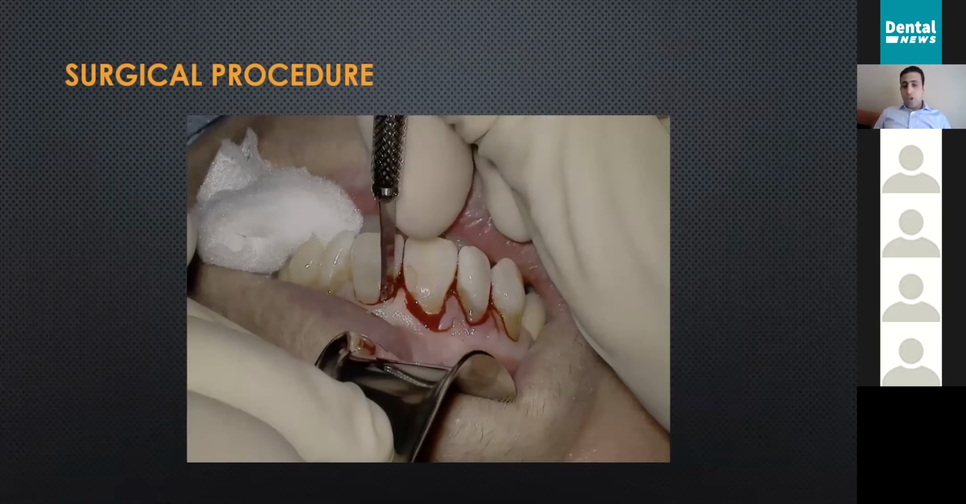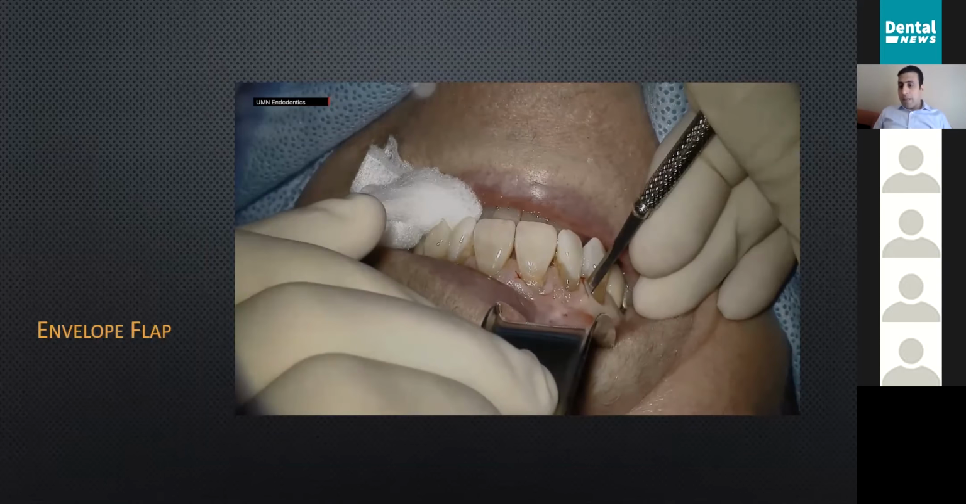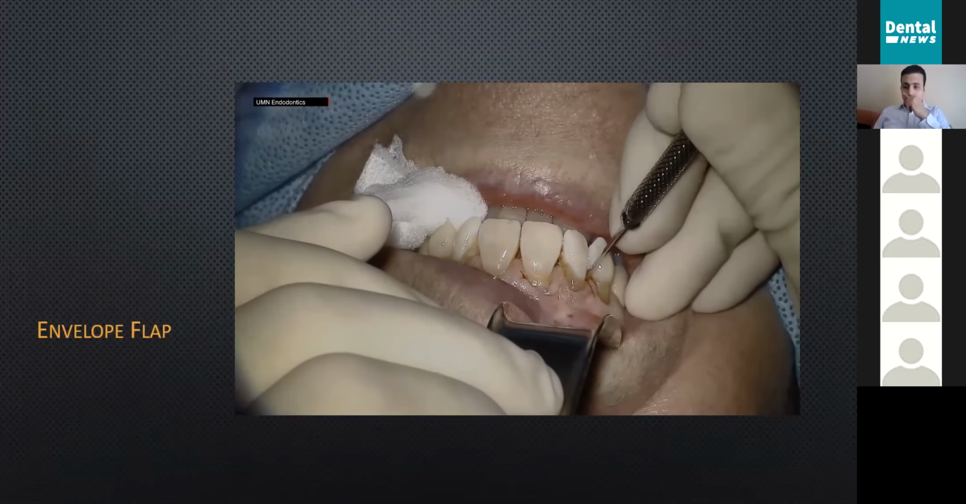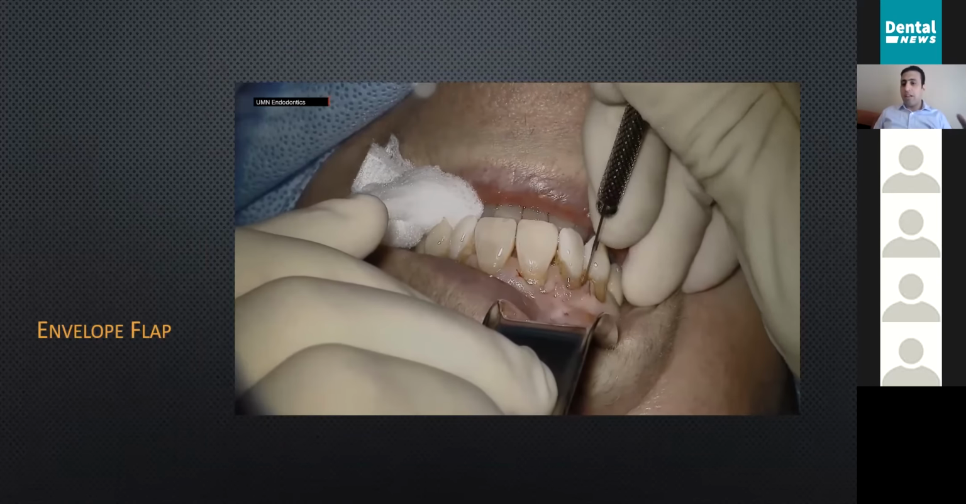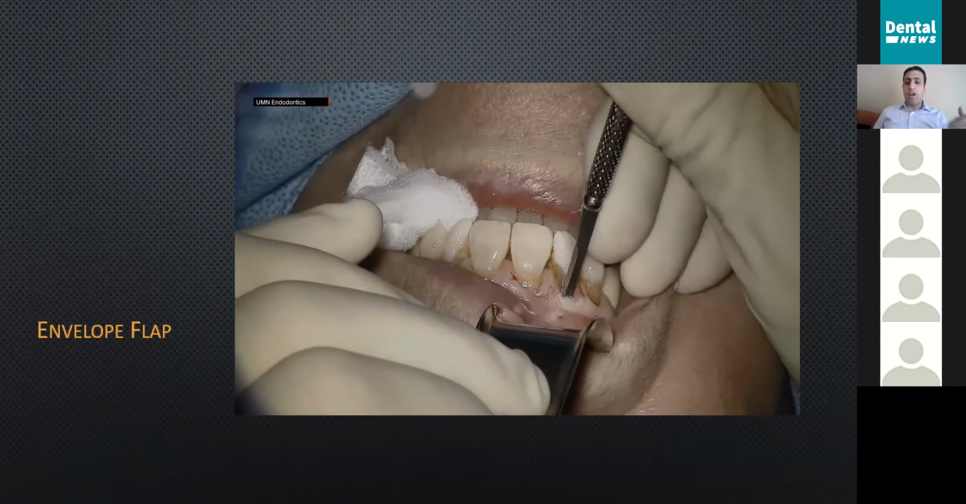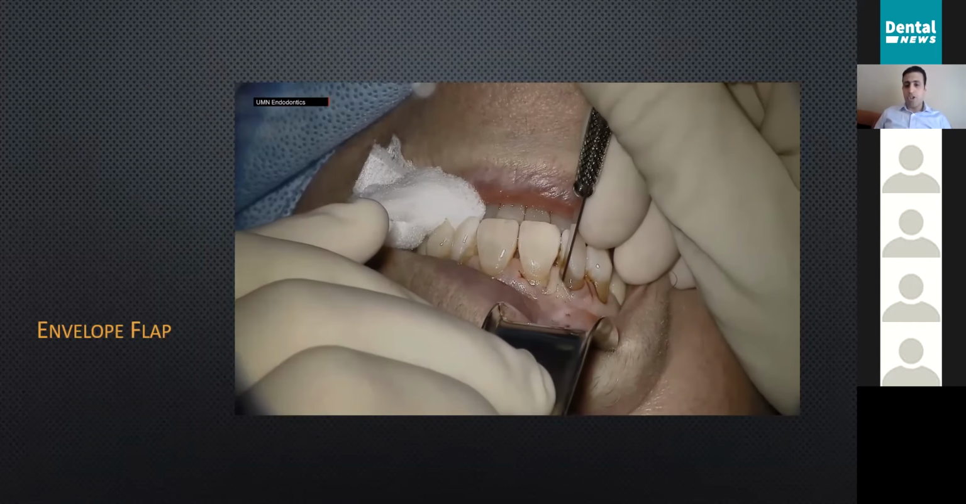With the surgical procedure, and this is just a clinical tip, when you do surgery for these cases, it's always recommended to have a full intrasulcular incision and not depend on any submarginal incision. Because with a submarginal incision, you can end up covering the defect without having enough access to be able to clean the defect of the resorptive tissue.